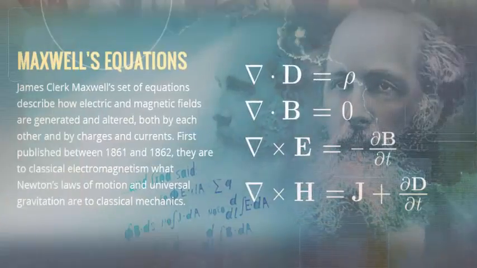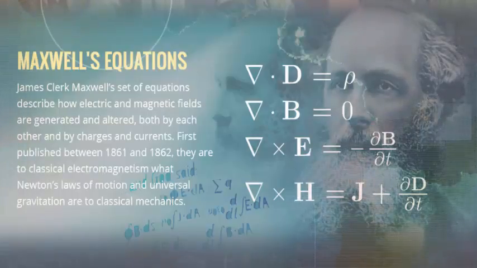Maxwell's equations. James Clerk Maxwell's set of equations describe how electric and magnetic fields are generated and altered, both by each other and by charges and currents. First published between 1861 and 1862, they are two classical electromagnetism, while Newton's laws of motion and universal gravitation are two classical mechanics.